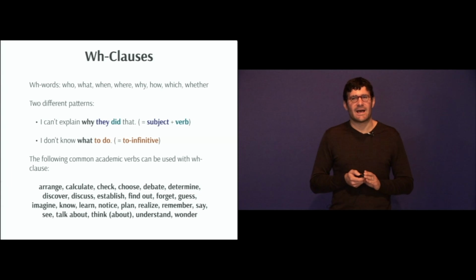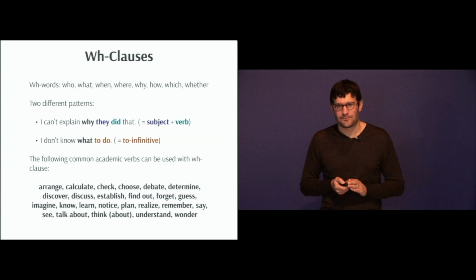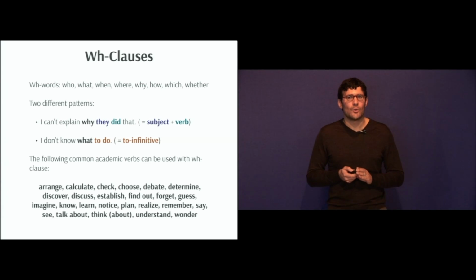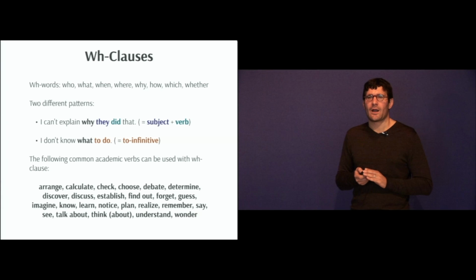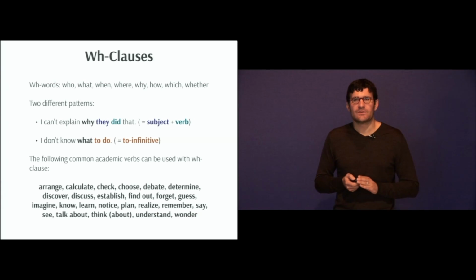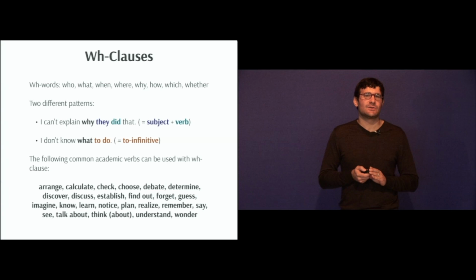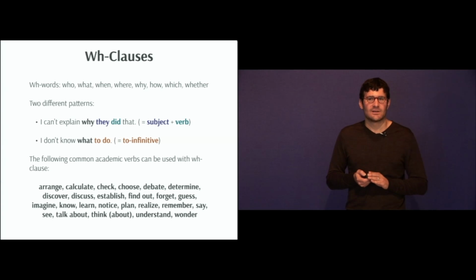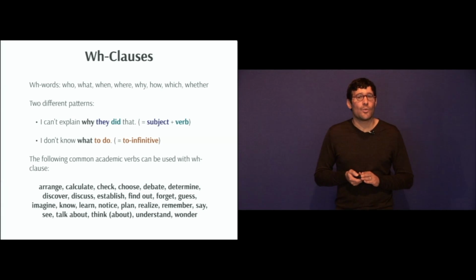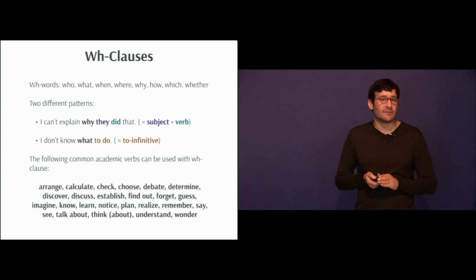The third problem students have is the WH clause. In English, we have the following WH words: who, what, when, where, why, how, which, and whether. Now, when we use these words to form clauses, we have two different patterns. I can't explain why they did that, so we have a WH word, why, plus a subject and a verb. Or we have I don't know what to do, a WH word, what, with an infinitive, or to infinitive.